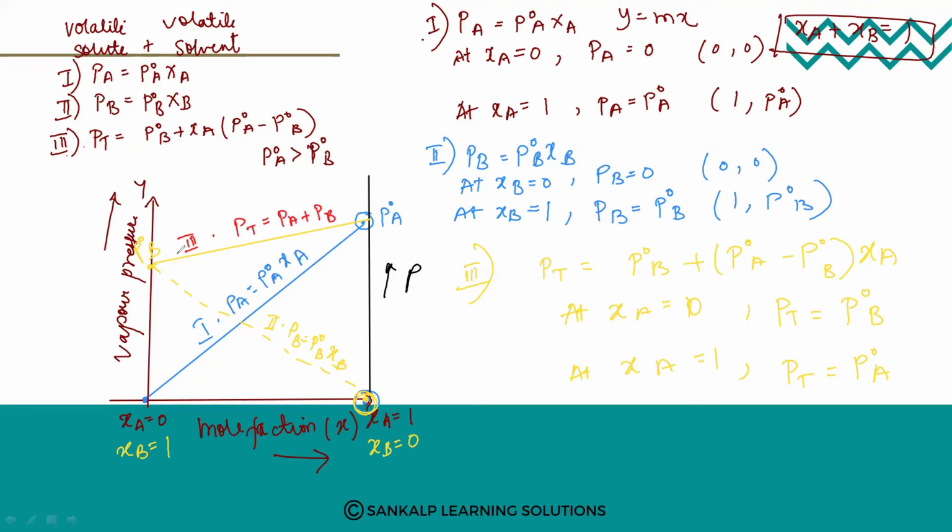Now, you might be thinking why I have written PB down. I could have written it up also, right? But what we have considered is that P naught of A is greater than P naught of B, because solute is more volatile than solvent. With this condition, you can consider the reverse also. You can consider P naught of B greater than P naught of A. That time the conditions will be different, and your P naught of B will be higher than your P naught of A. Is the graph clear? So this is the graph of Raoult's law.